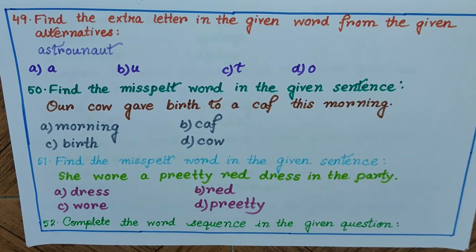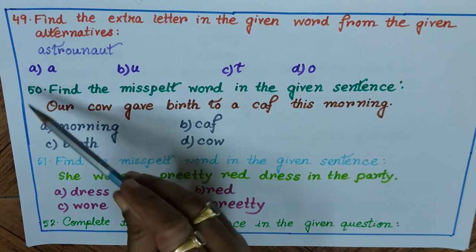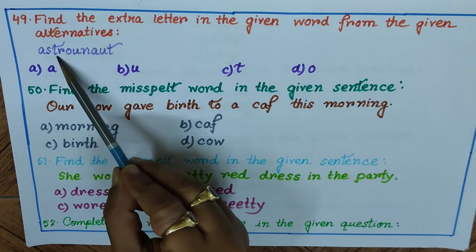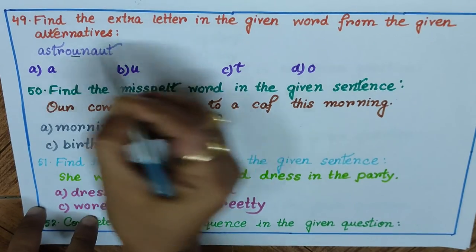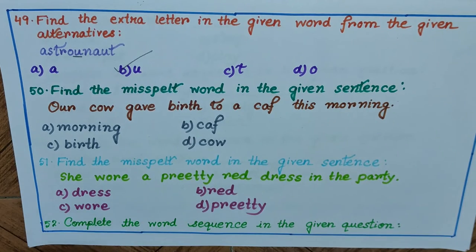Question number 49. Find the extra letter in the given word from the given alternative. So, astronaut spelling is A-S-T-R-O-N-A-U-T. So, U is extra. And so, option B is the right one.